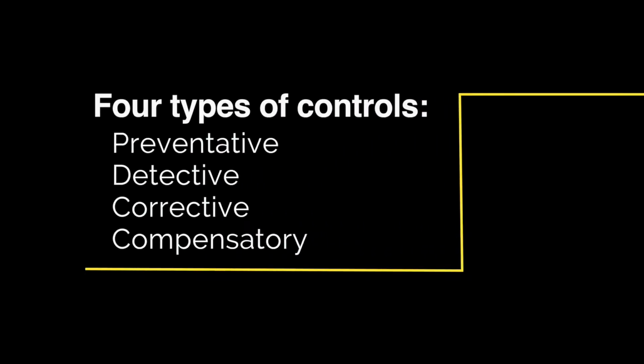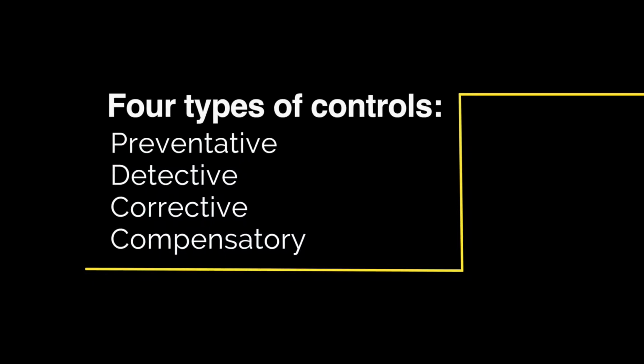Today's topic, controls. In cybersecurity, there are 4 broad types of controls: preventative controls, detective, corrective, and compensatory. Some analysts include a 5th type, called a targeted control or a countermeasure, and that addresses a very specific threat or a specific vulnerability. For our purposes and for simplicity's sake, I'm going to include targeted controls as part of the 4 categories, depending on how they function.